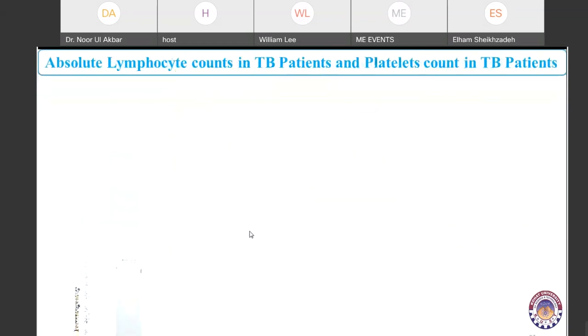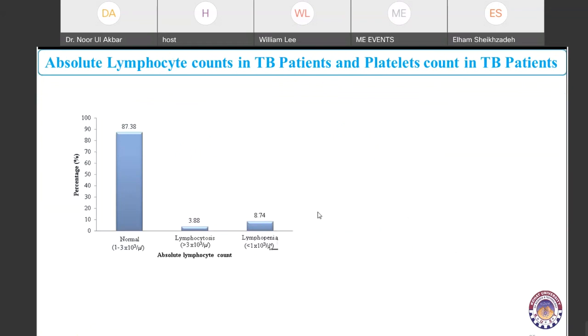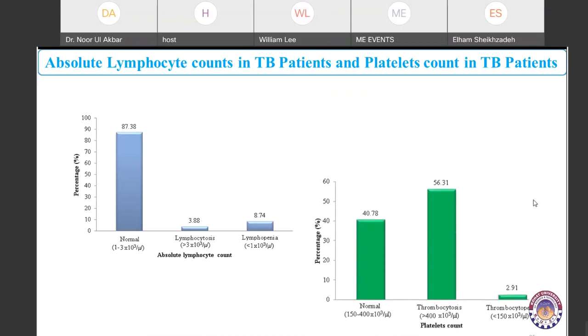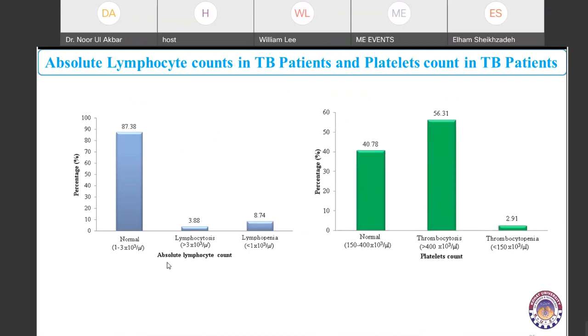The absolute lymphocyte count and the platelet count were also observed in the TB patients. For the absolute lymphocyte count, lymphopenia was 8.74% and lymphocytosis was 3.88%, while 87.38% of the patients were normal.